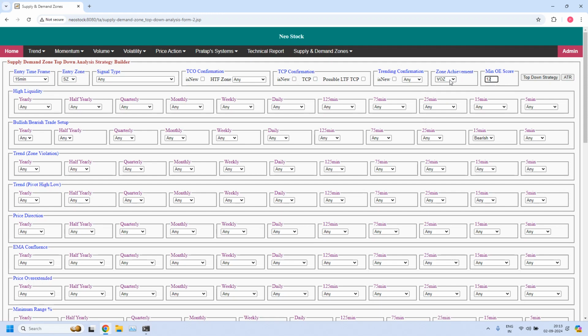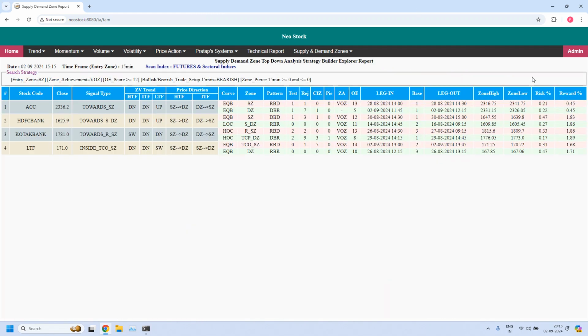Minimum order enhancer score is 12. All the 3 filters are applied to the 15-minute supply zone. Let's filter. 4 stocks are filtered. And these 4 supply zones are currently supporting bearish trade setup for daily income trade.